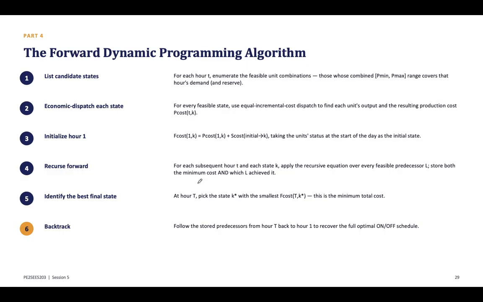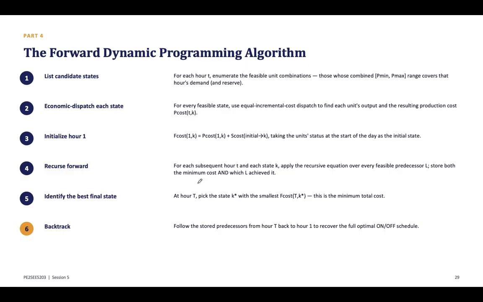This is the algorithm. So the forward algorithm begins by listing feasible states for each hour. Feasibility must be established before cost comparison. A combination that cannot meet the demand and reserve requirement should not enter the DP table. Next, the production cost of every retained state is calculated using economic dispatch. This is where the mathematics of the earlier session is reused. Equal incremental cost is applied to the committed units with generator limits enforced.